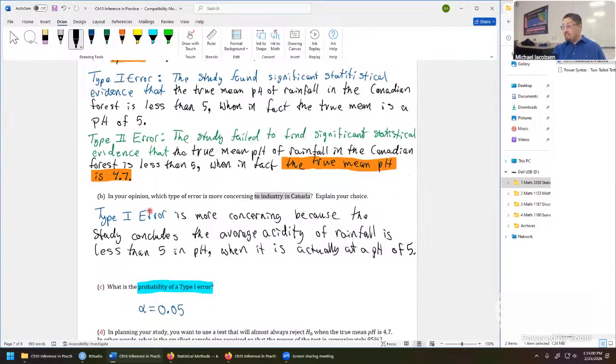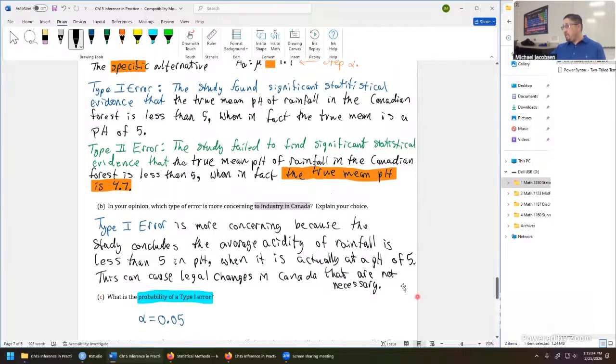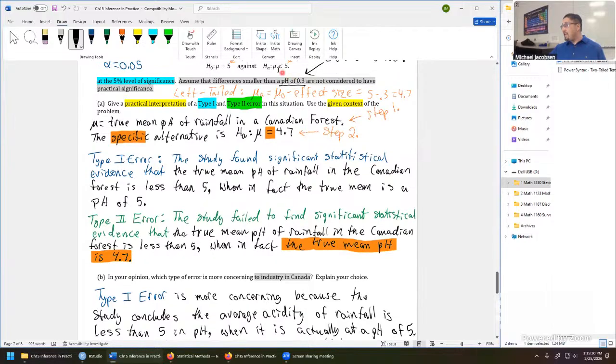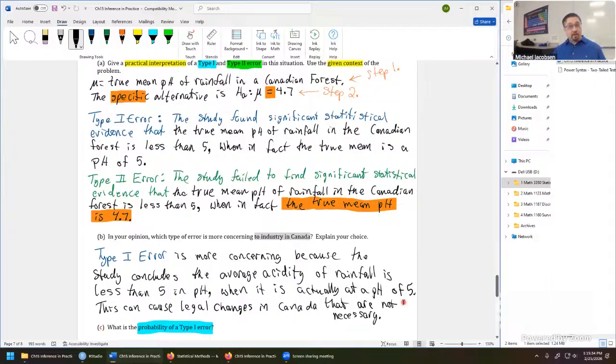Then why is this so concerning? This can cause legal changes in Canada that are, I'm going to say, not necessary. Not necessary in the sense that they never found evidence that they are emitting a ton of sulfur dioxide, being less than 5. It was really right at 5 itself. So that's what's going on with the type 1 error.